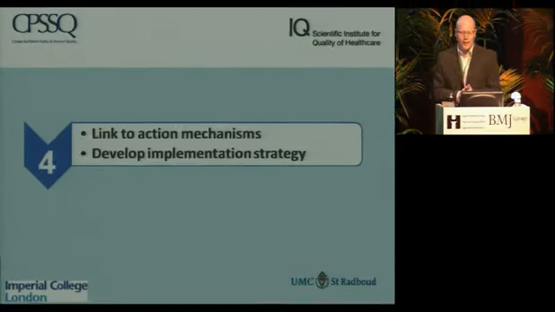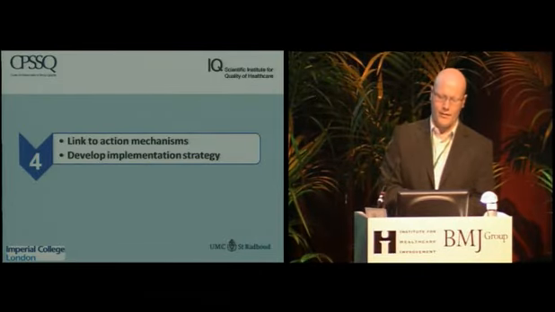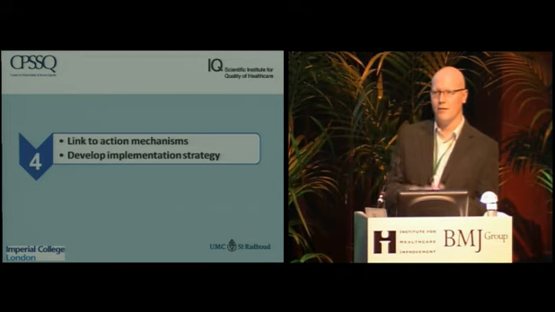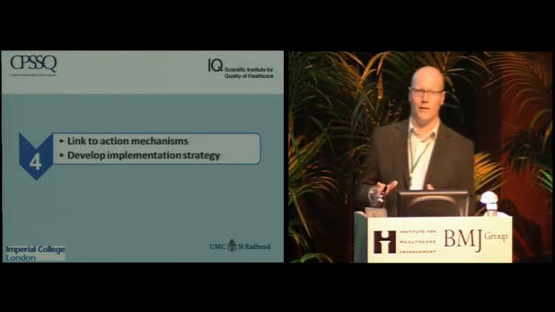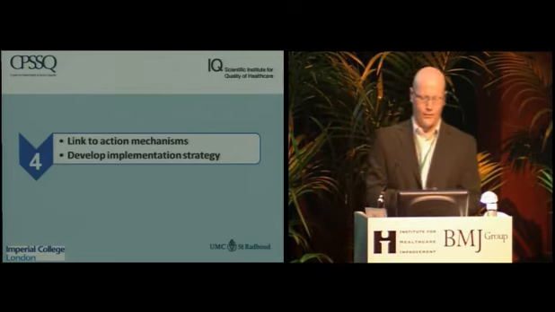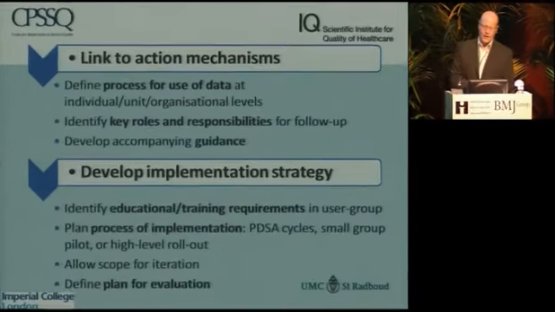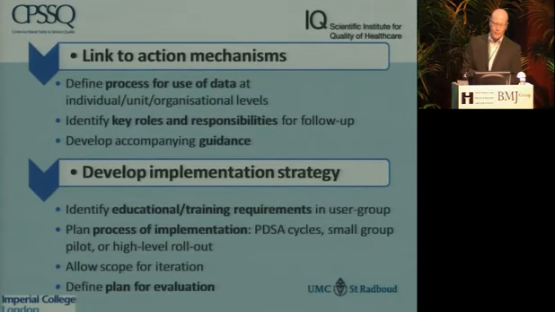Finally, it's very important, of course, to consider how the feedback links to action mechanisms. And this is crucial if the data that we collect against quality indicators is going to be used effectively to actually make meaningful changes within the system. So in terms of the action mechanisms, we need to think about defining a process for use of data at different levels, identify key roles and responsibilities, and develop the accompanying guidance for how that data will actually be used.